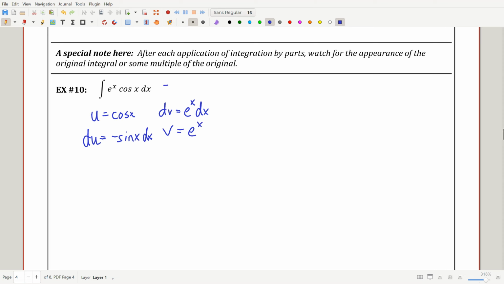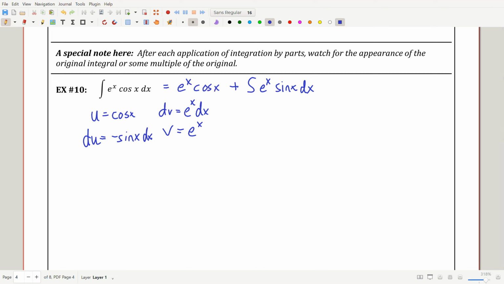So integration by parts tells us that this integral is equal to cosine x e to the x minus the integral of v du. There's a negative sign, so plus the integral e to the x sine x. I don't really have a good order to be writing these in. I should stick with the original problem. I'll make this also say e to the x cosine x, for no other reason than that I should pick something and stick with it. So put the exponential first, put the trig second.